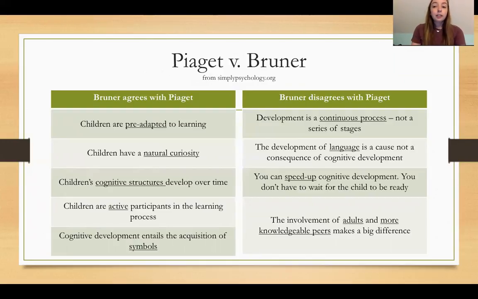Some things that he disagrees with Piaget about: development is a continuous process, not a series of stages. The development of language is a cause, not a consequence of cognitive development. You can speed up cognitive development. You don't have to wait for the child to be ready. And also the involvement of adults and more knowledgeable peers makes a big difference.